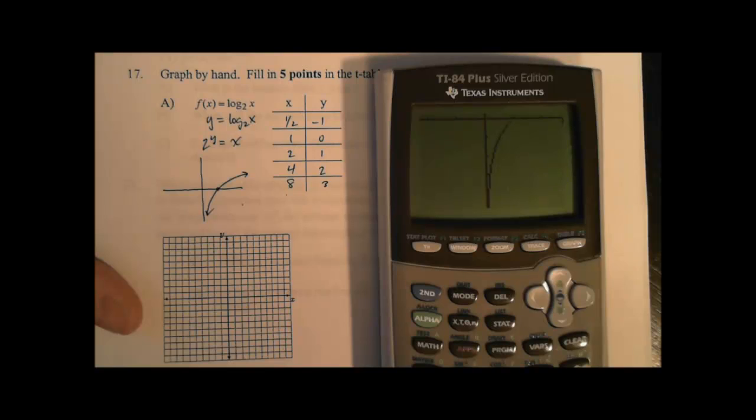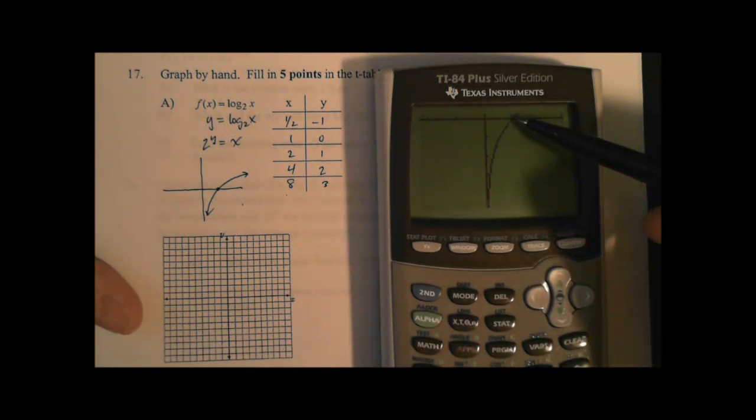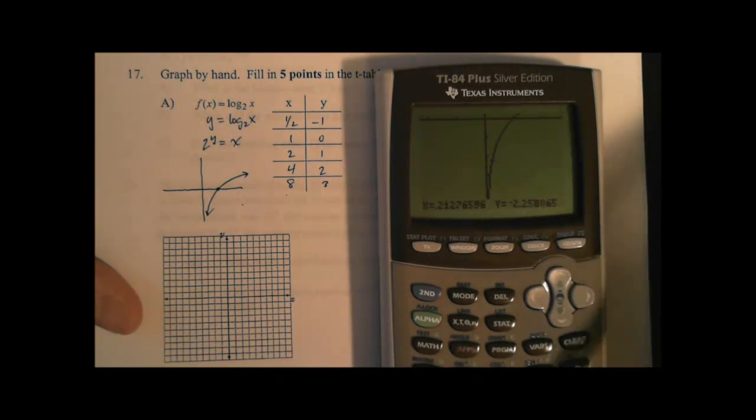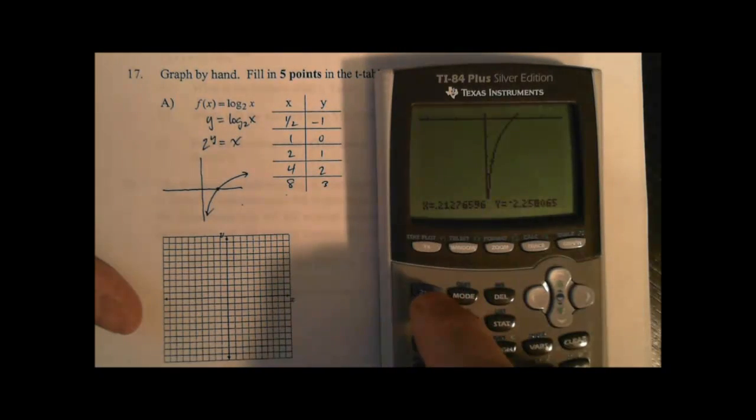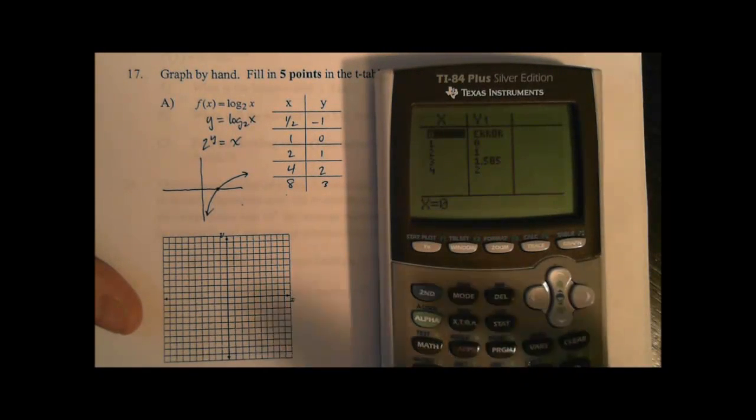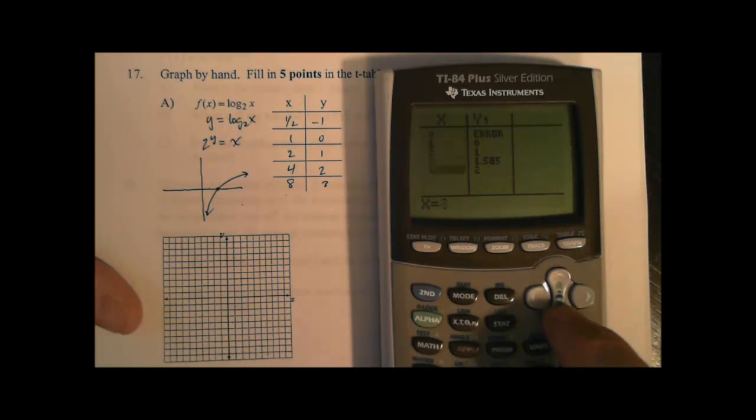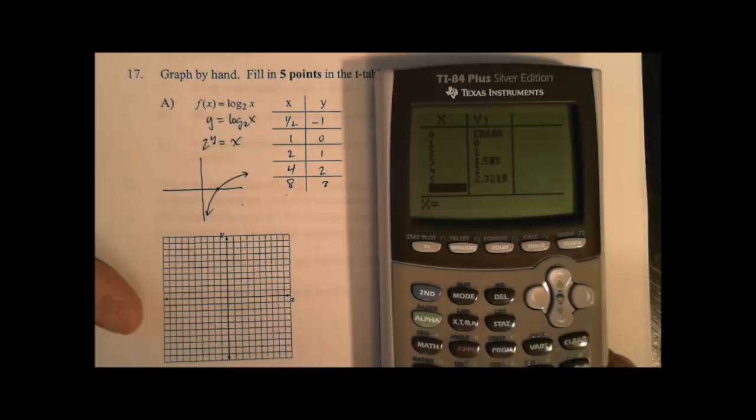Oh well, I guess we can see it there. You can see it coming down asymptotically towards this. And if you wanted to, you could use a table of values. I've got a bunch of values here, 1, 2, 3, 4, 5, you could just type numbers in and you get a t-table pretty easily.